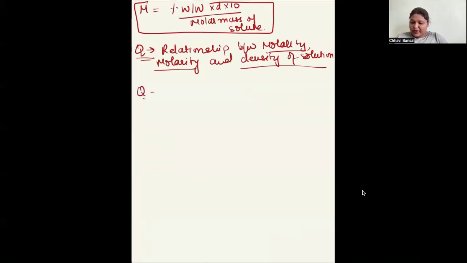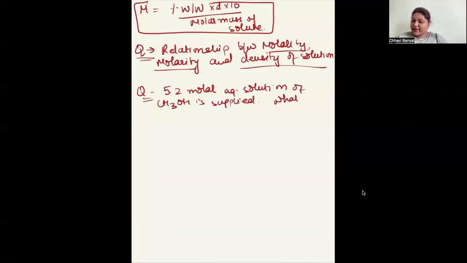Okay, let's do one question. For example, if a 5.2 molal aqueous solution of CH3OH is supplied, what is the mole fraction of alcohol in the solution?